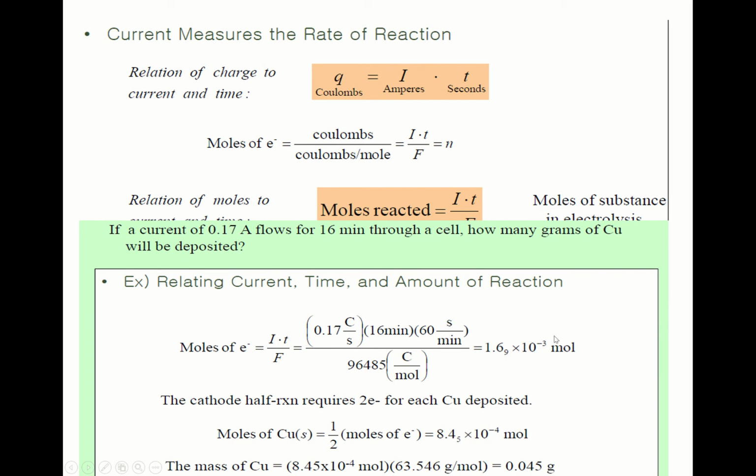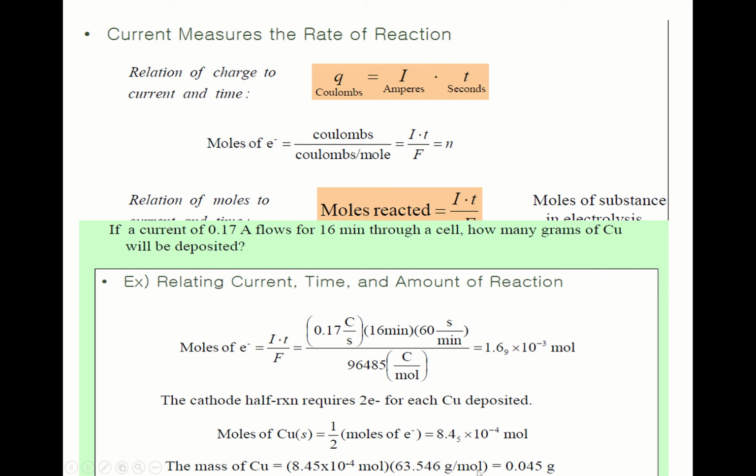And then you get 1.7 times 10 to the minus 3 moles of electrons. This is moles of electrons. But to deposit copper metal, how many electrons are needed? Divalent copper needs 2 electrons, so n is 2. To calculate the number of moles of copper, you have to divide this number of electrons by 2. This is the number of moles of copper.